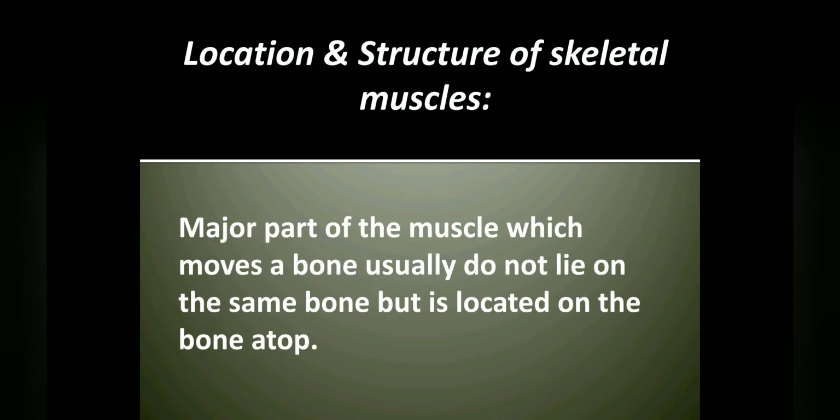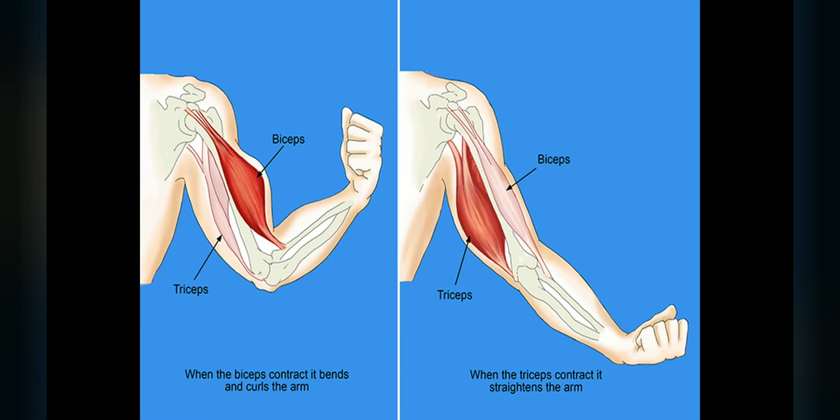We'll start with location and structure of skeletal muscles. Now here, the major part of the muscle which moves a bone usually does not lie on the same bone, but it is located on top of the bone, or you can say bone atop. And the best example is here biceps and triceps. These biceps and triceps that move the forearm are located in the upper arm.